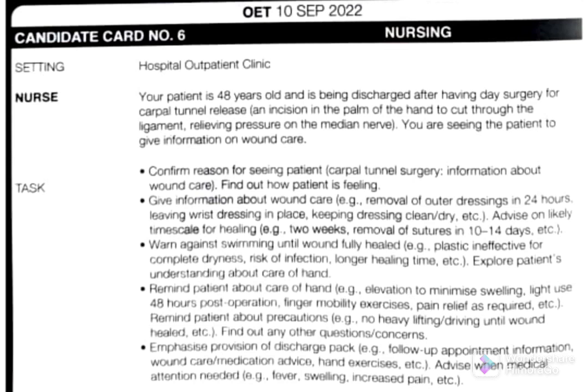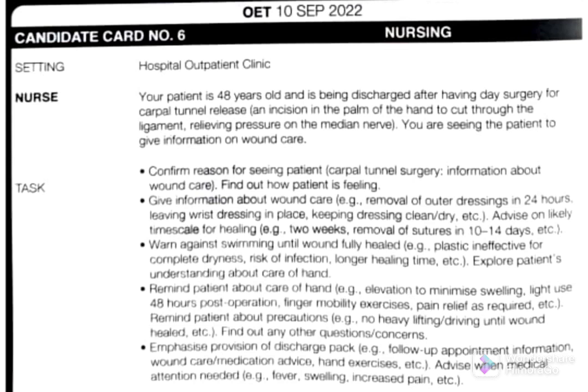It is with you. Then why I told you to assume this scenario means the first task is to confirm the reason for seeing the patient, that means carpal tunnel surgery, information about wound care, and find out how the patient is feeling. So the term confirm, if it is there, how can you ask the question?